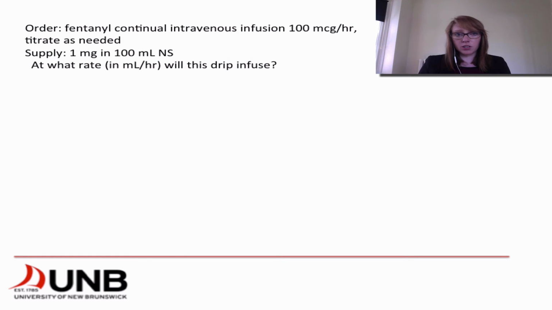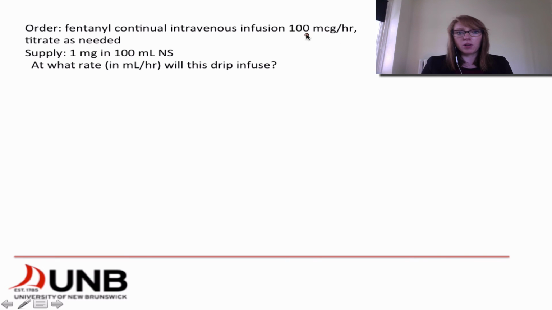So this is actually the last question. So we have fentanyl continuous IV infusion going at 100 micrograms per hour. We need to titrate it as needed. And our supply is 1 milligram in 100 mils of normal saline. So we want to know at what rate in mils per hour will the drip infuse.